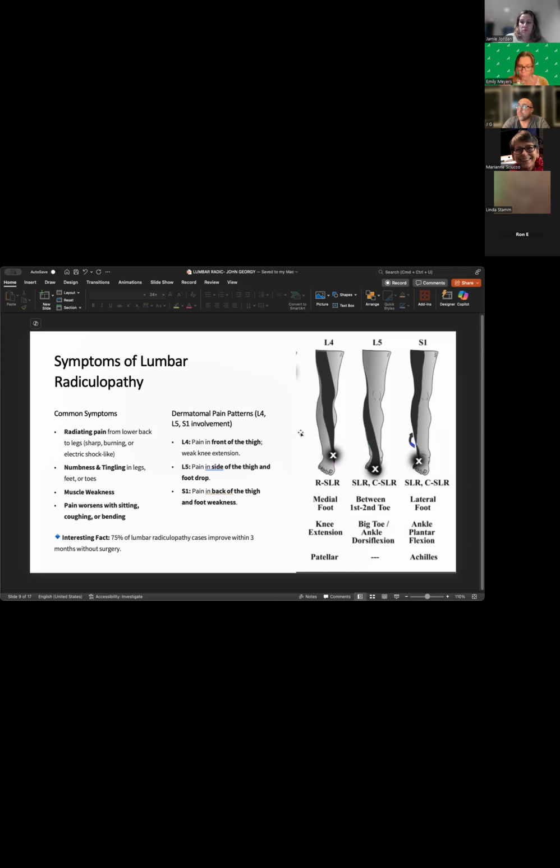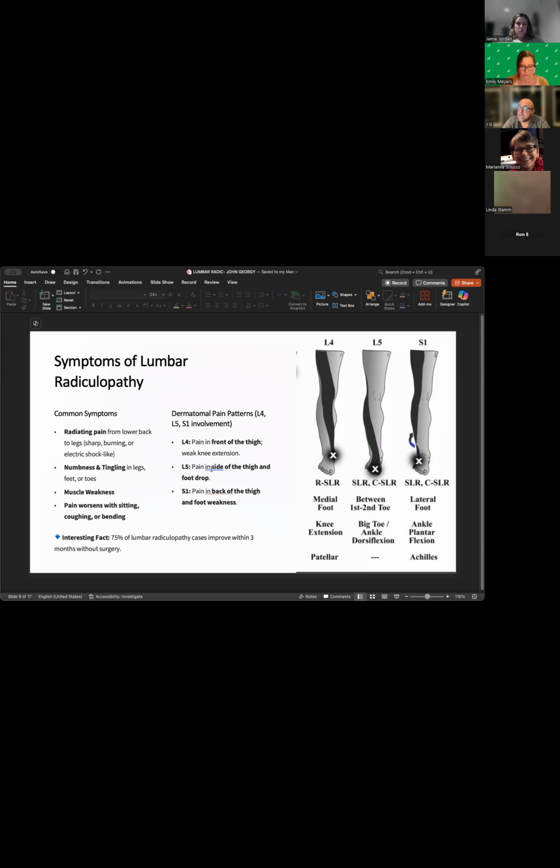And with that, I know we're on the right track of where it's located, and then we just continue to work up the case. When you have this nerve affected from the L4 level, you'll have pain in front of the thigh. You'll also have weak knee extension, because that's the job of what L4 would do in terms of motor function.